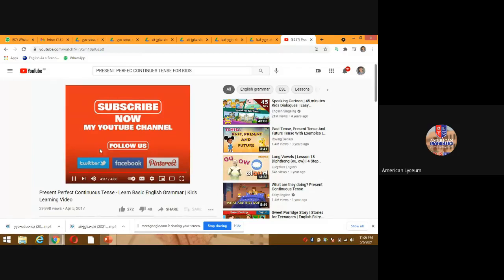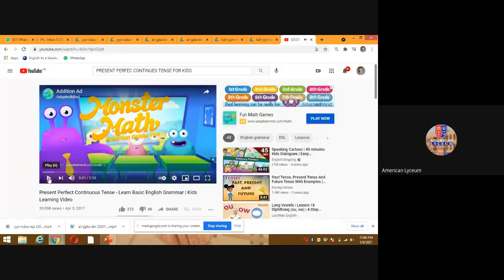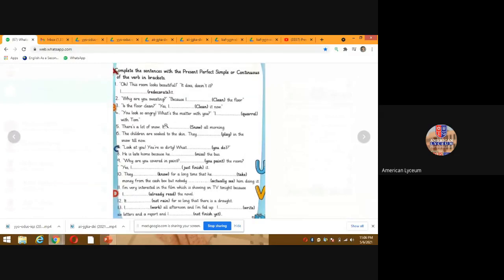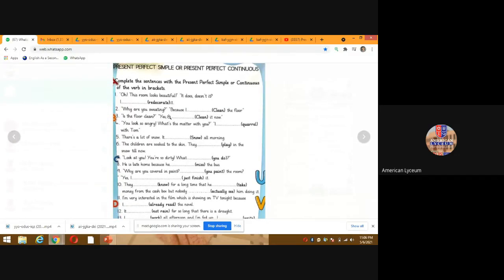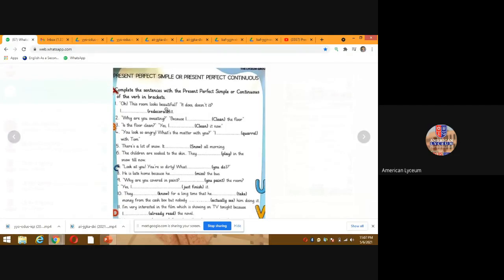Okay, class, so now let's do the exercise. We know how to use it. Now we can do the exercise. Okay. So number one, we can use simple present perfect tense or present perfect continuous. We have two choices. We can use both. So we will complete the blanks. We haven't done it already, right? So we are doing it first time.